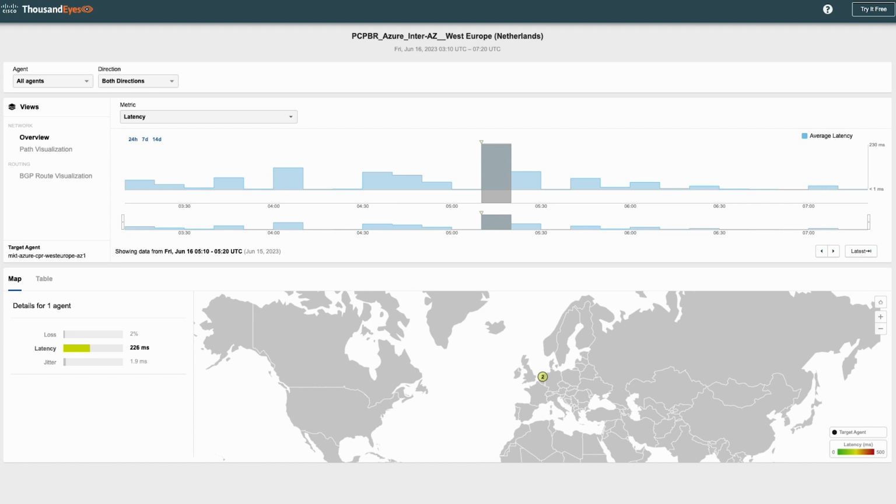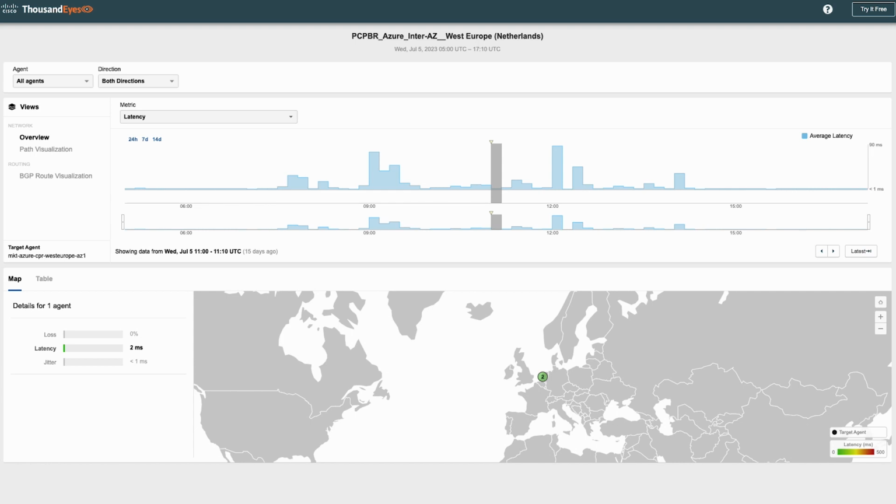Excellent. All right, now let's shift over to a share link for the July outage. Again, same test, an inter-AZ performance test on the West Europe region within Azure, but now we're looking at it from the July 5th date, which is the outage we were discussing before. The interesting part is you can see beforehand what that latency was. We were just saying how low it normally is. You can see right here it's at 2 milliseconds, so that's baseline normal.